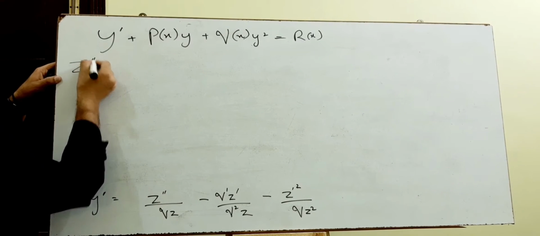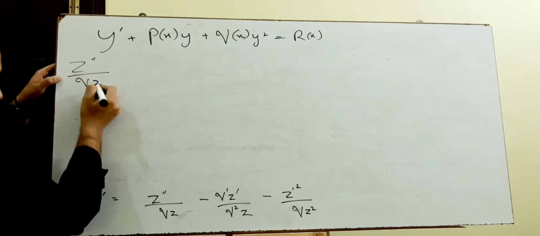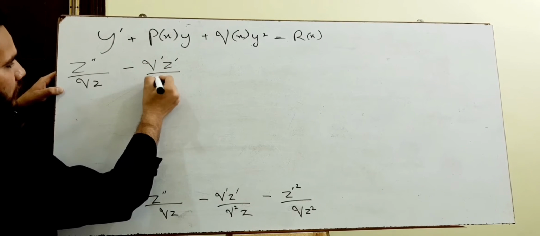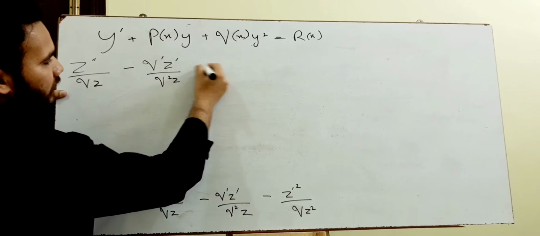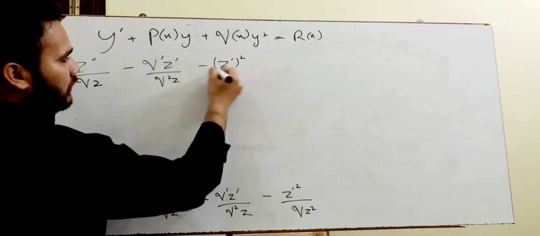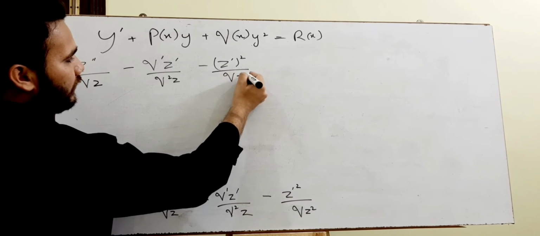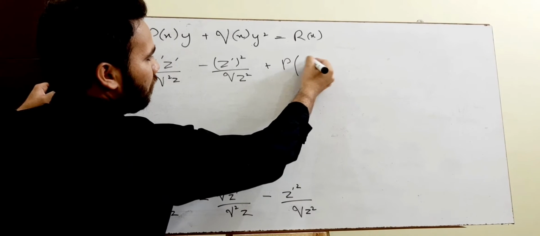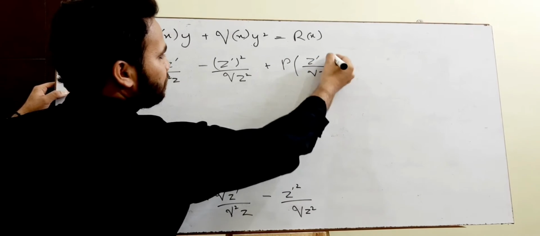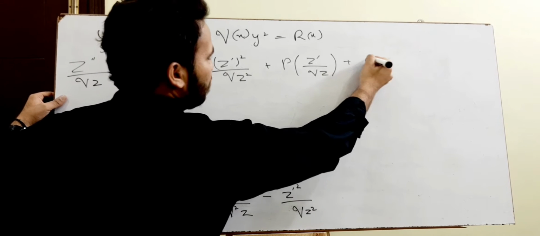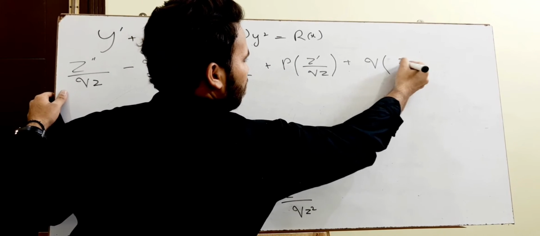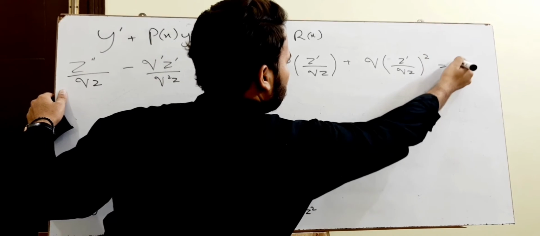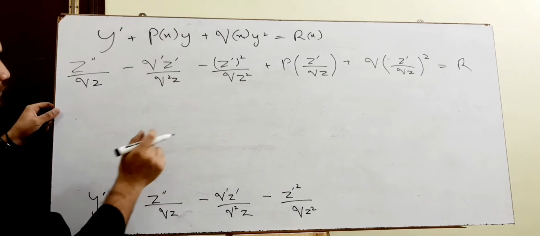Z double prime over qz minus q prime z prime divided by q square, z minus z prime whole square, divided by q z square, plus p times y. What is y? y is z prime divided by qz, plus q times y square, meaning the z derivative over qz whole square, equals to r, some function r.